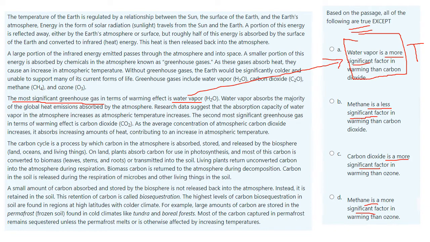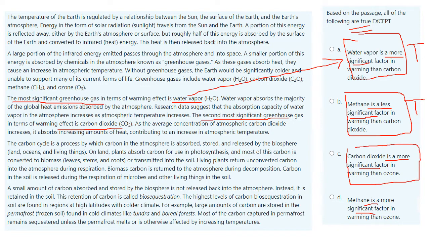Water vapor absorbs the majority of the global heat emissions absorbed by the atmosphere. Research data suggests that the absorption capacity of water vapor in the atmosphere increases as the atmospheric temperature increases. The second most significant greenhouse gas is carbon dioxide. So methane is less important than carbon dioxide. This is true. Carbon dioxide is more important than ozone. This is true. Carbon dioxide is the second most important gas?